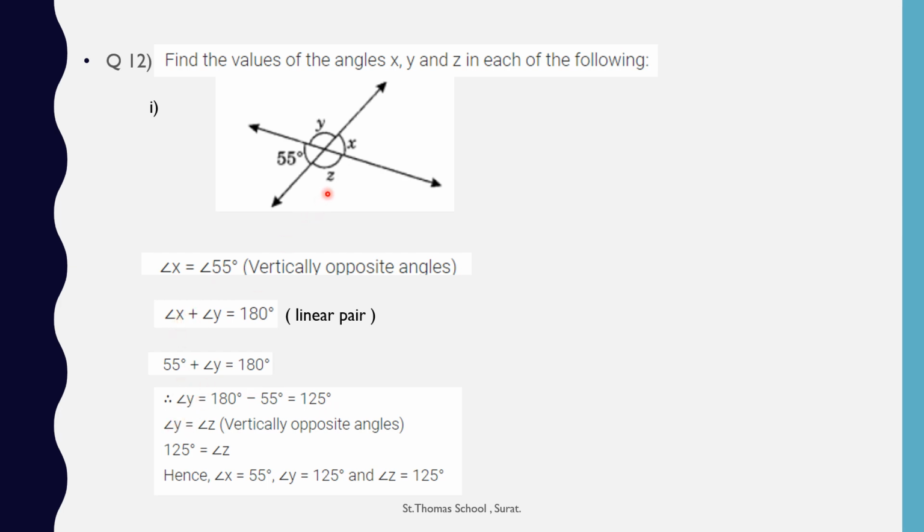Now we have to find angle z. I have already explained to you. Angle y and angle z are vertically opposite angles, so they are equal. So angle y is equal to angle z, vertically opposite angles. Angle y we got 125°, therefore angle z is also 125°. So we can say angle x is equal to 55°, angle y is equal to 125°, and angle z is also 125°.